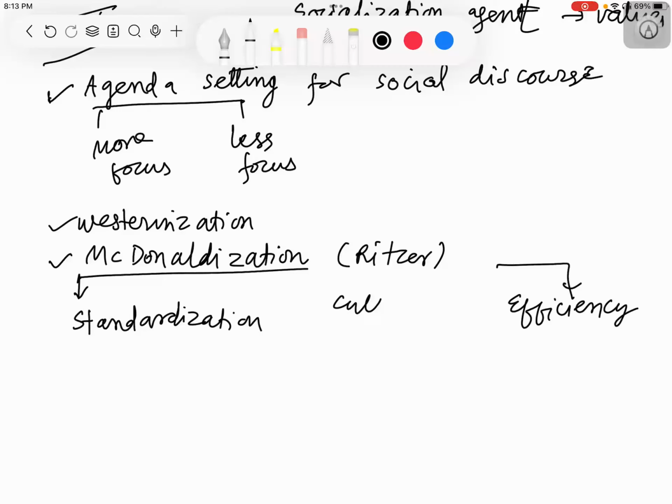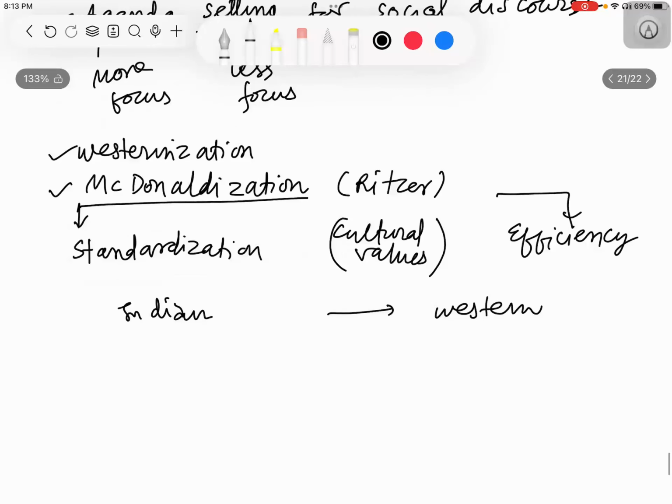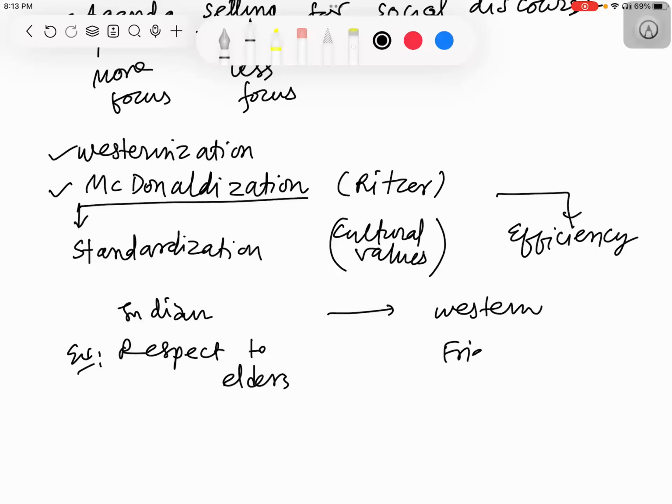So is this not coming into cultural values too? Many of our cultural values that were uniquely Indian are gradually turning into Western values. The best example is respect to elders. Now there is a lack of respect to elders, rather a friendship orientation, equality kind of attitude. Someone will say even this is a good thing, someone will say no, this is not a good thing, right?